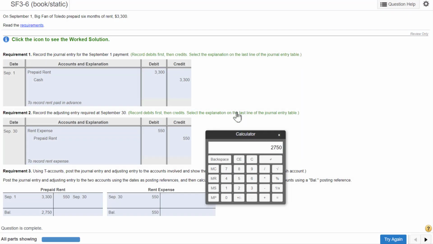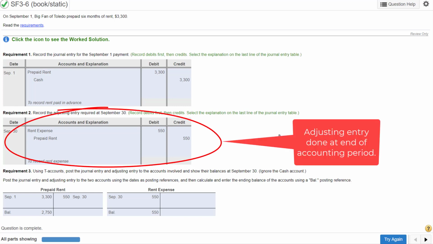So that's the adjusting entry that you would do at the end of the accounting period whenever you have prepaid rent. Anytime you prepay something, right before you do your financial statements, you have to do an adjusting entry, which is this one right here. And that updates your accounts, and it would correct the account balances. So if you forgot to do this adjusting entry, instead of 2,750 on your balance sheet, it would show prepaid rent of 3,300, so your assets would be too high.